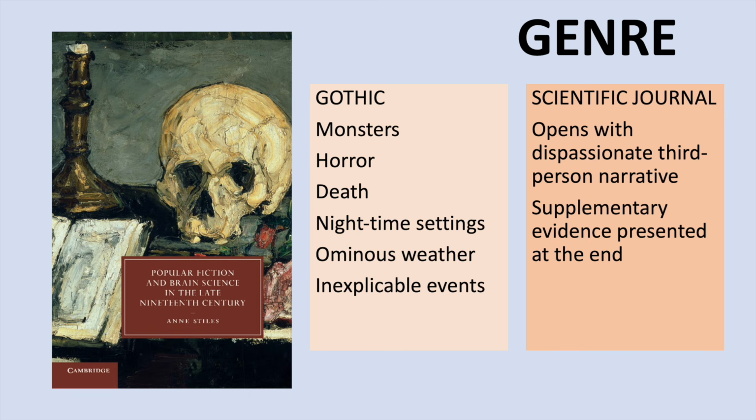As Anne Stiles explains in Popular Fiction and Brain Science in the late 19th century, the novella conforms to the dual opposing genres of Gothic fiction and scientific journal. It is Gothic in its use of monsters, horror, death, nighttime settings, ominous weather and inexplicable events. However, the text mirrors a scientific journal in the way that the first 8 chapters employ a seemingly dispassionate third-person narrative voice, and the concrete supplementary evidence presented at the end, the letters from Lanyon and Jekyll, mirrors the supplementary additions of information placed at the end of a scientific case study.